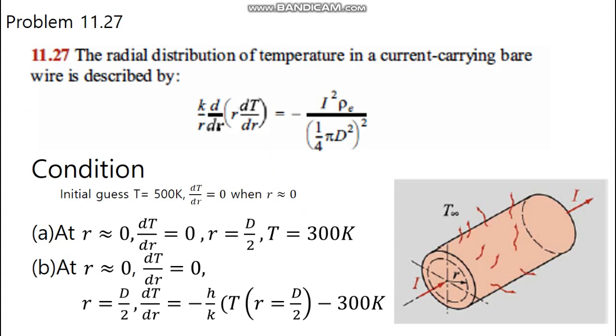Problem 11.27. The situation is that the current flowing in the wire makes heat. For the gas, the book proposed the temperature is 500 Kelvin and the derivative of temperature is 0 at R almost 0. There are two boundary conditions. First, the derivative of temperature is 0 and the temperature at the end of the wire is 300 Kelvin. Second, others are the same but the derivative of temperature at the end of the wire has convection.